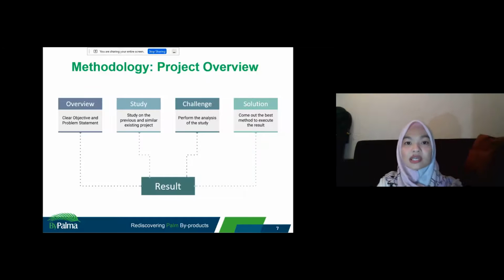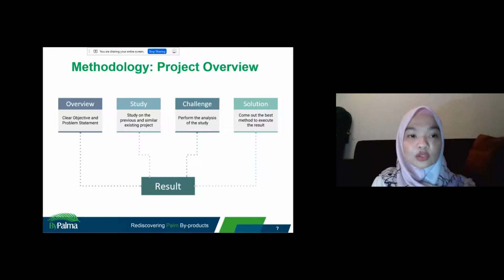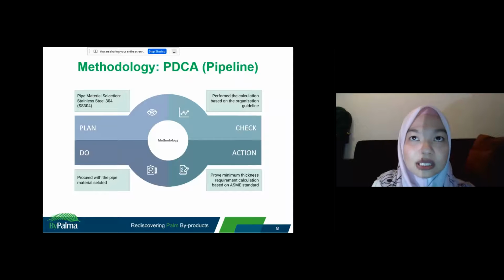Okay, the methodology or the project overview of this study needs to be clear: objective and problem statement. The study must consider previous and similar existing projects. We need to study the previous implementation. The challenge is to perform the analysis of the study, and for the solution we come out with the best method. Okay, the methodology of the pipeline, we need to plan, do, check and action.